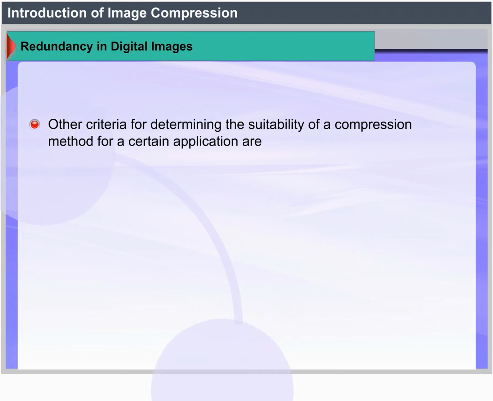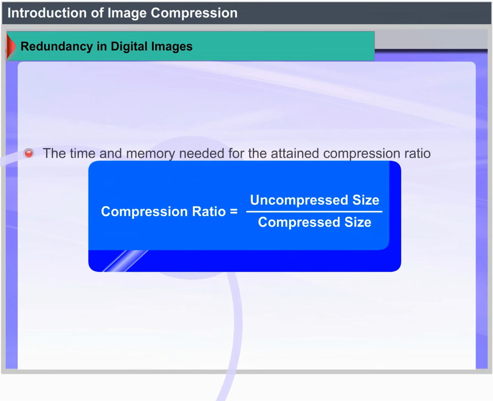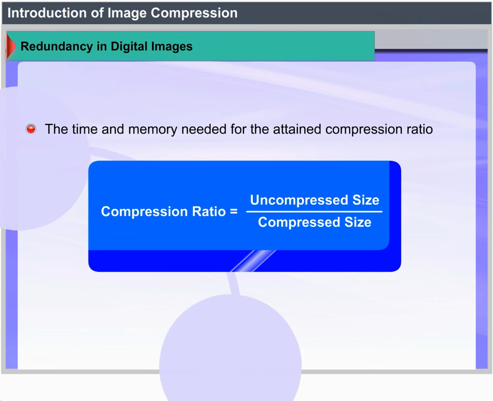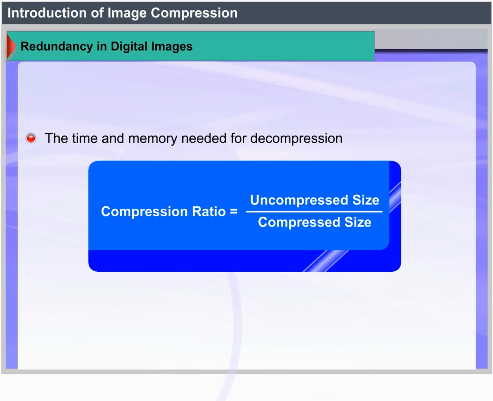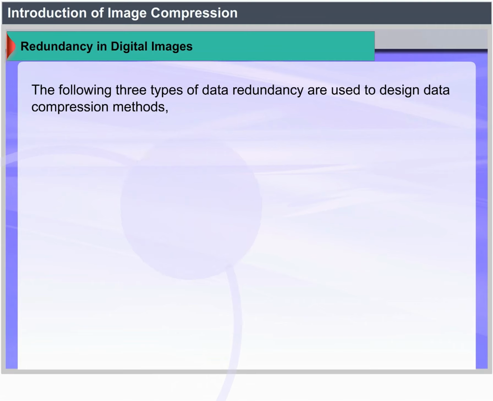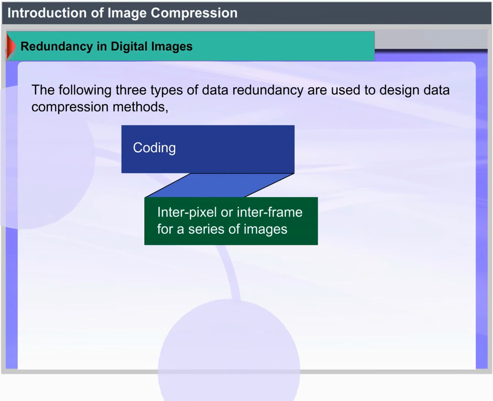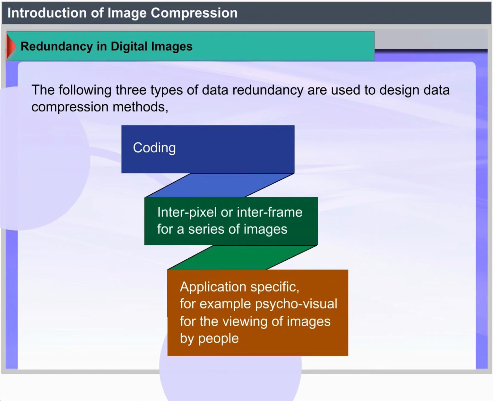Other criteria for determining the suitability of a compression method for certain applications are the time and memory needed for the attained compression ratio, and the time and memory needed for decompression. Three types of data redundancy are used to design data compression methods. 1. Coding. 2. Interpixel or interframe for a series of images. 3. Application-specific, for example, psychovisual for the viewing of images by people.